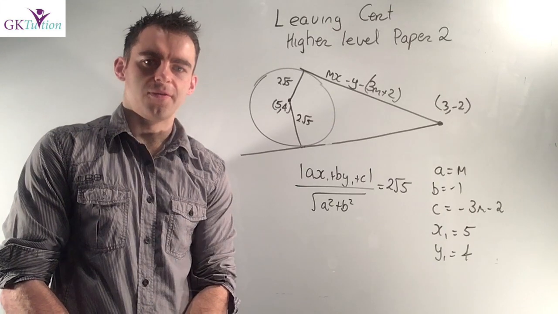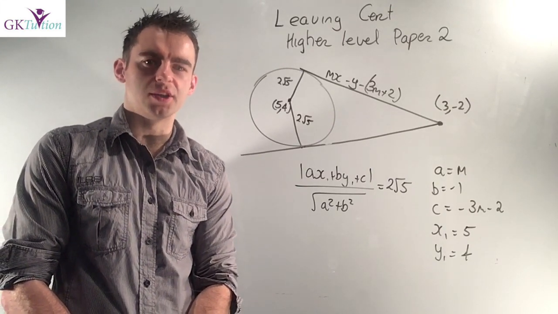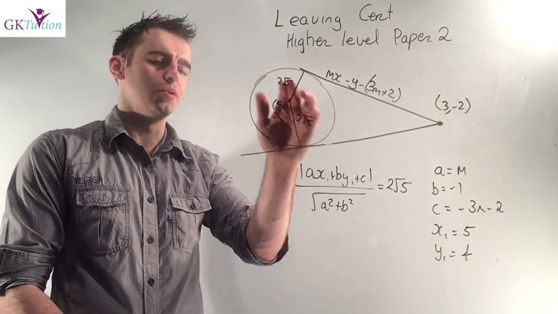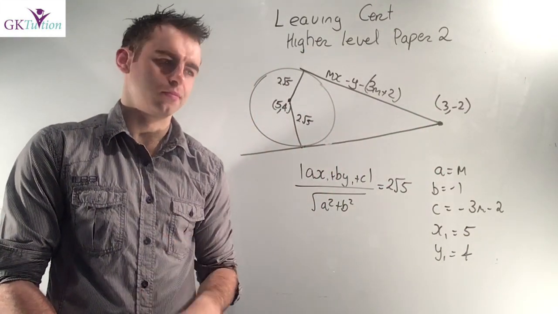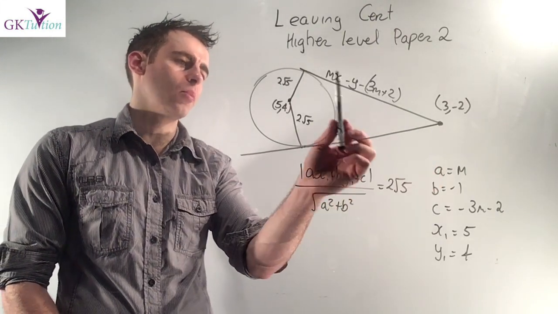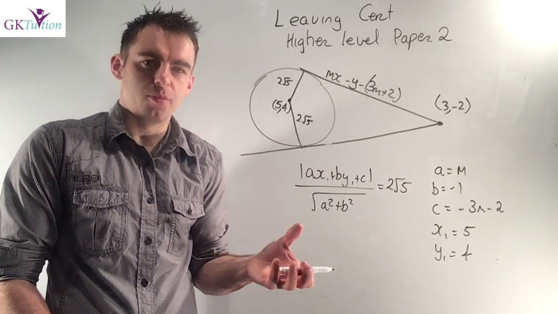The final part of this question says, hence or otherwise, find the equation of the two tangents that go from the point (3, -2) and are tangents to the circle. So I know that the equation of every line through the point (3, -2) can be written in this form, and it just depends on what the slope is.